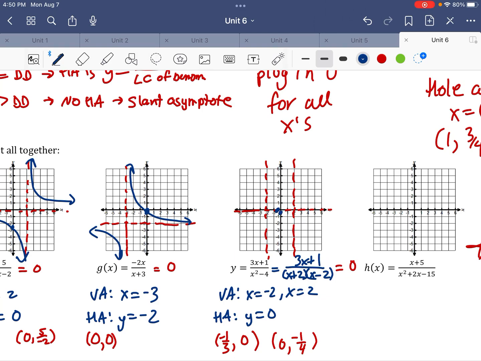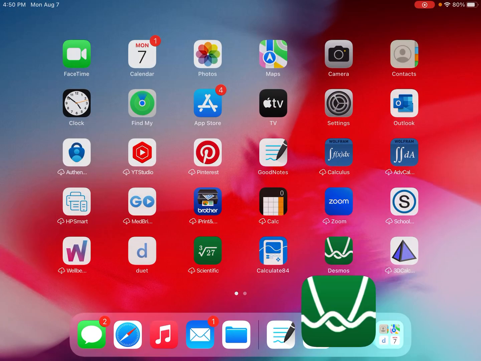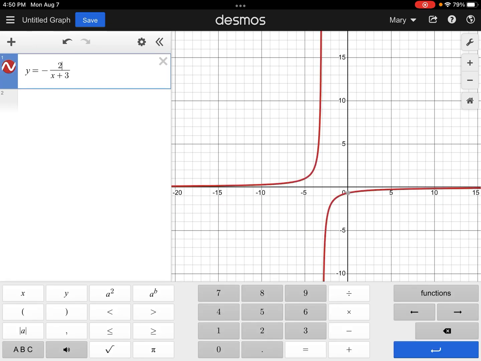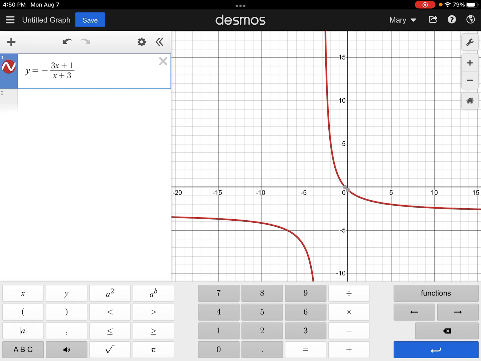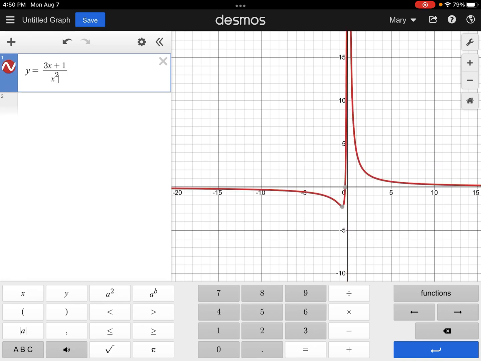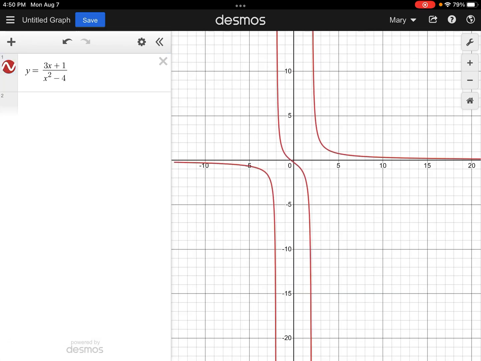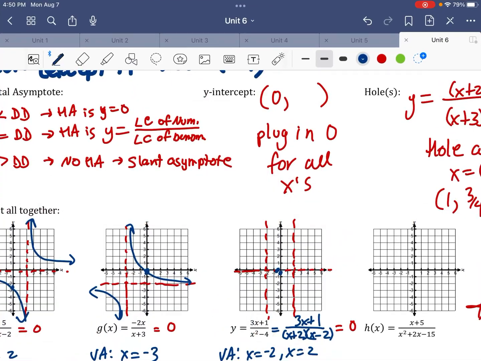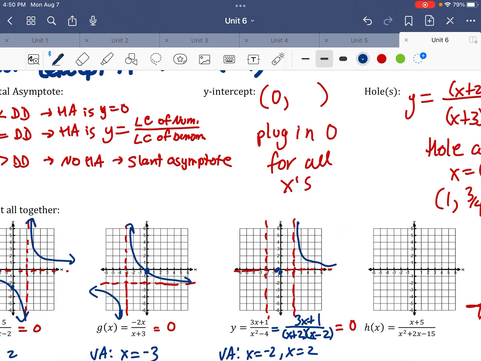All right, so we need to put this in the calculator, or the Desmos. 3x plus 1, x squared minus 4. All right, so notice that the outer two parts kind of act like we're used to, and I have what looks kind of like a cubic function in the middle a little bit. Okay, so we're just sketching this. This guy's over here, this one's over here, and this one is going there.